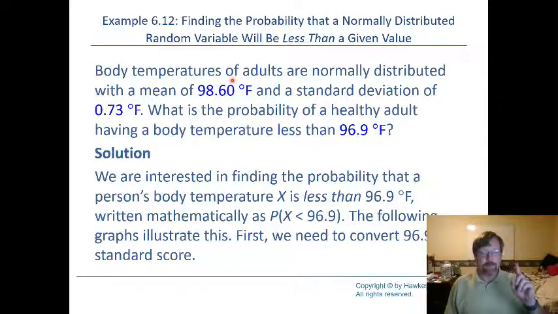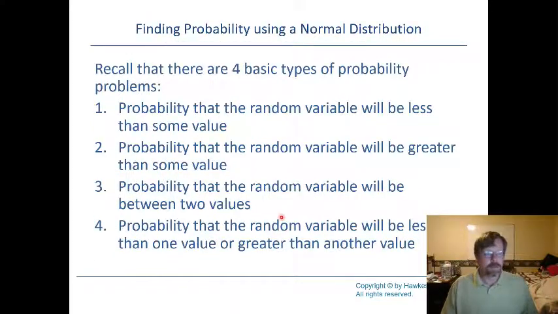So, type 1 problem. What is the probability of a healthy adult having a body temperature less than 96.9? To write this mathematically, we use this form: P, the probability that x is less than 96.9. So we need to first convert it to a standard score.